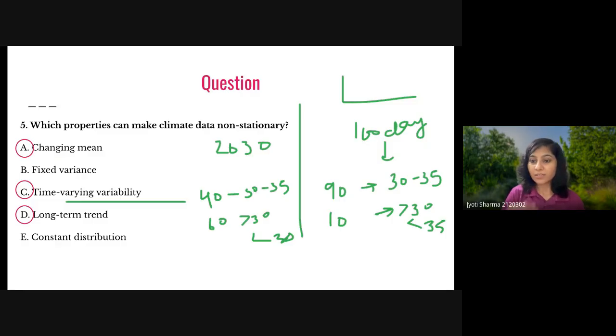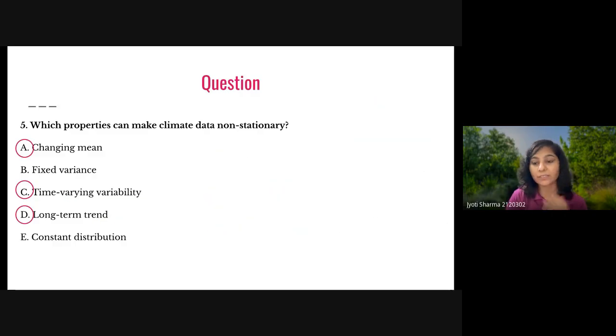Long term trend, as I told you, the height is increasing or decreasing, let's say, over the years. Then this will be the long term trend, and a subset of it is the changing mean. So this will also be considered a non-stationary data set. So how can we cope with this?